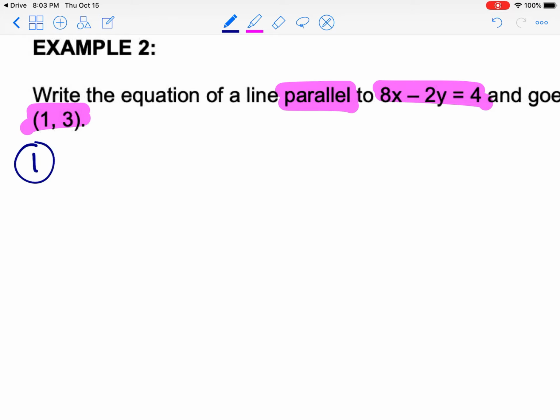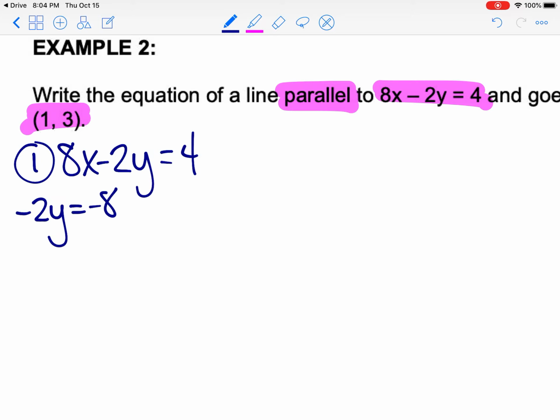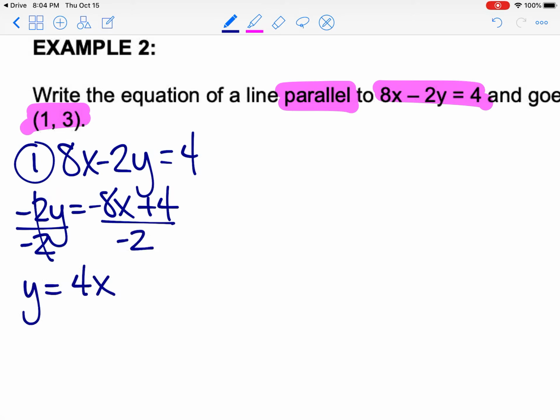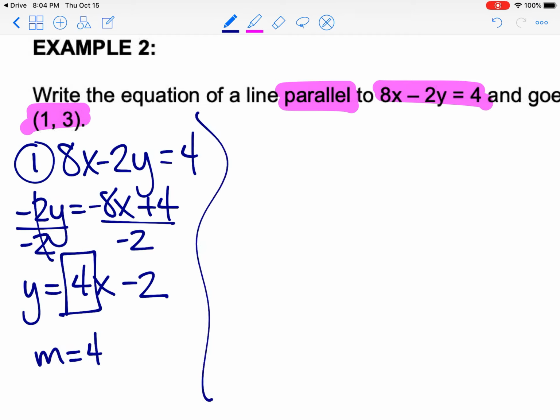So let's start there. So step 1, let's take our equation, solve for y, so let's move our 8x over. So negative 2y equals negative 8x plus 4. Divide both sides by negative 2. y equals 4x minus 2. The only thing we need from that equation is the slope, so that 4. And because it said parallel, we know that the slopes will stay the same.